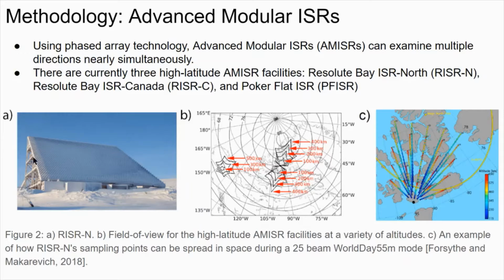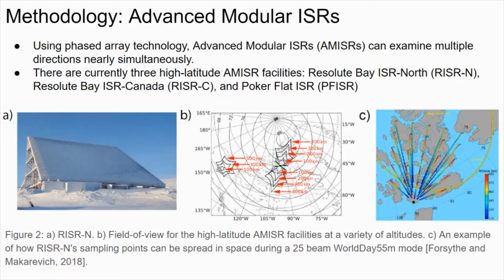So instead of steering this to look in a variety of different directions, what they're actually doing is they're phasing these little antennas that you might be able to see on here. This is all just a panel of antennas. They're phasing them together in order to create these different look directions. And what's really powerful about this is that they're looking in a variety of directions nearly simultaneously.